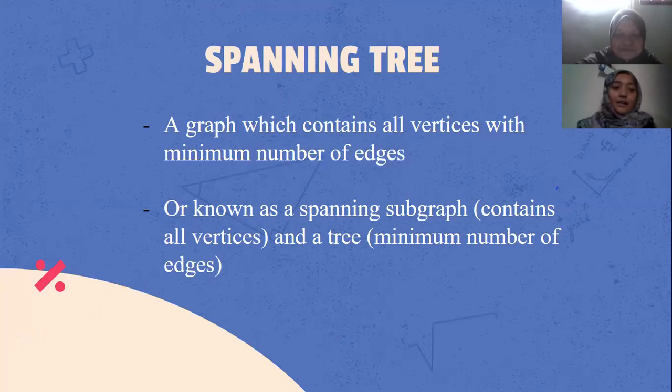Okay. Now I will explain about spanning tree. Spanning tree is a graph which contains all vertices with a minimum number of edges, and it is also known as a spanning subgraph and a tree.